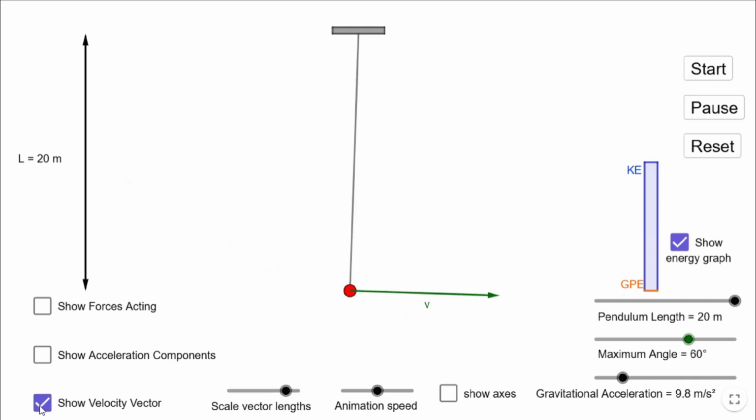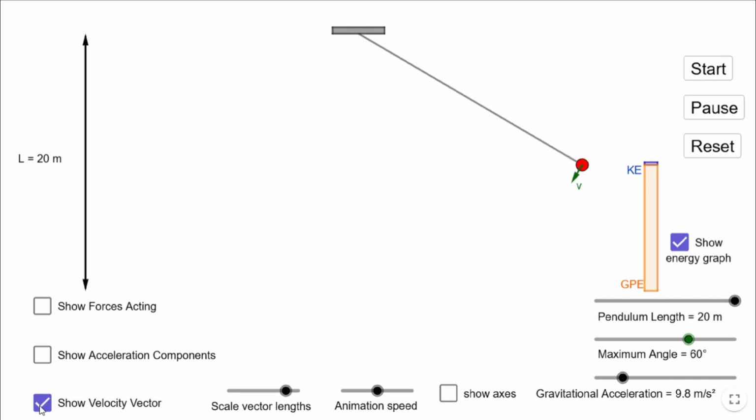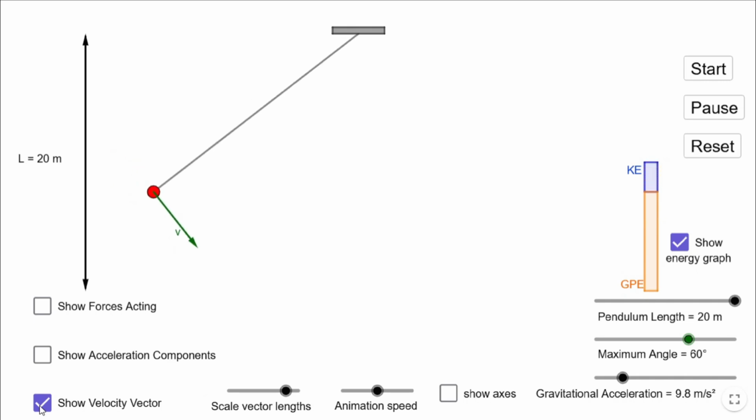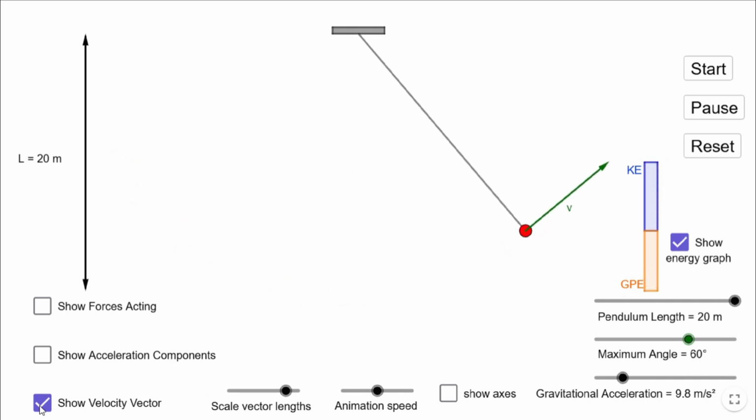Understanding this velocity vector is crucial because its magnitude directly determines the amount of kinetic energy present in the system, as well as the strength of the centripetal force keeping it on track.